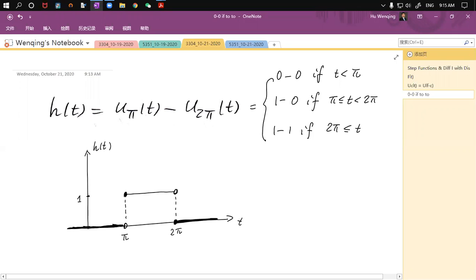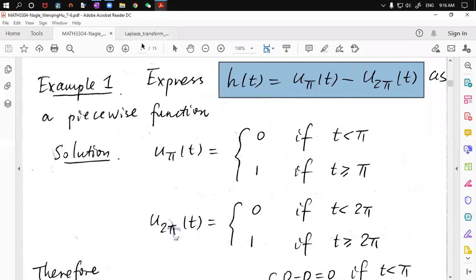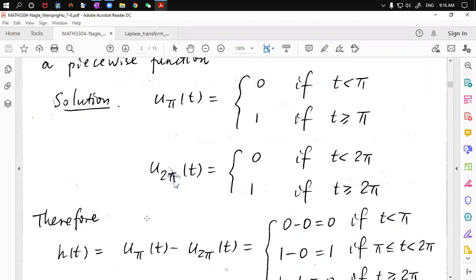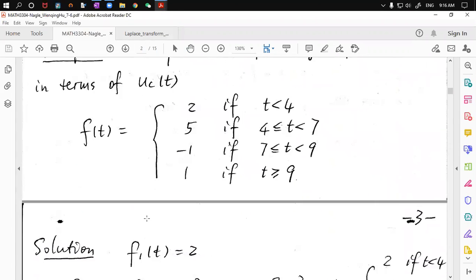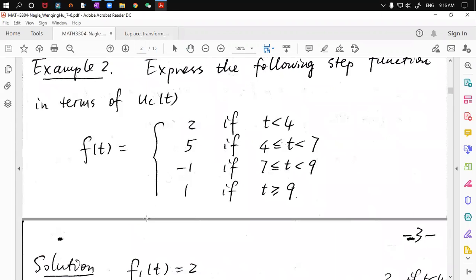Is that good, everybody? Okay, so you can see that simply by using 2 unit step functions, we create a function that is an impulse. It's 1 during the time period, but 0 elsewhere. So that's showing you how unit step functions can be used as building blocks of any kind of step function.